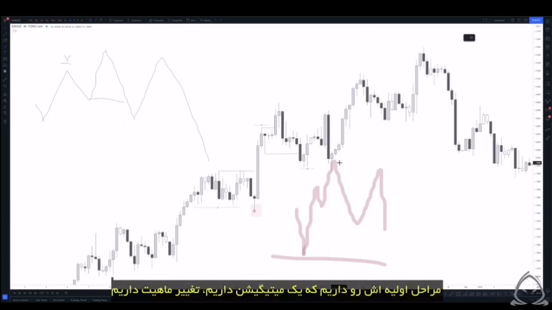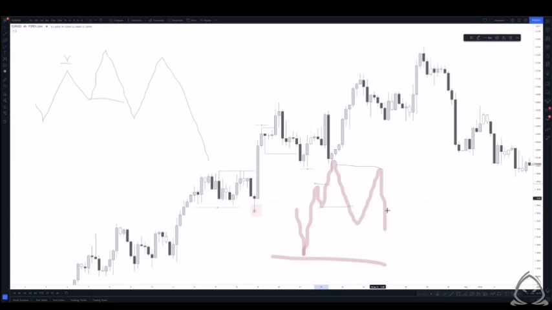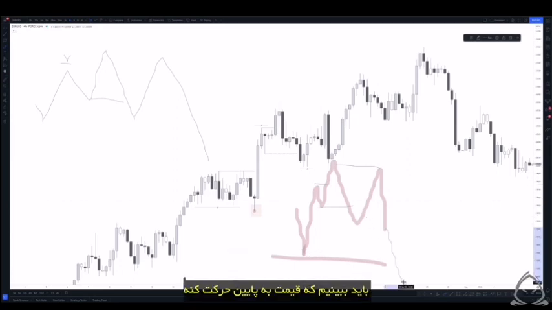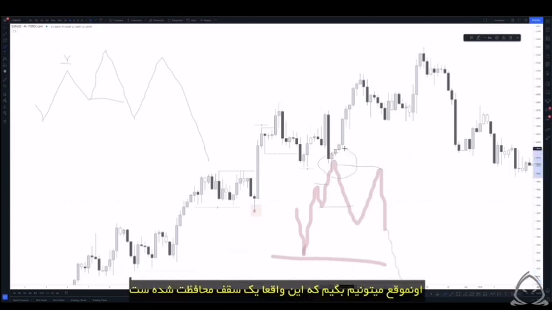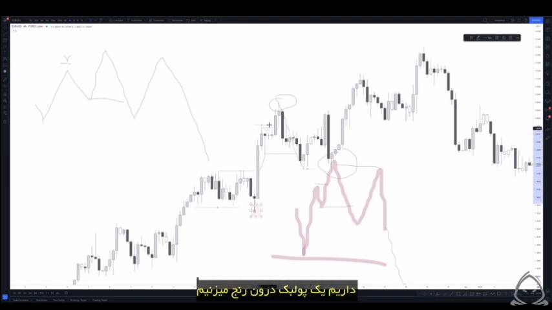But if we're just looking at it from this perspective, what do we get? We get the beginning stages of it where we get a mitigation. We have our change of character. What we need to see is price continue to the downside. Then we could really say that this is a protected high. Until then, it's really just more of taking out external range liquidity. We're getting a pullback within the range itself, and then we see a continuation.